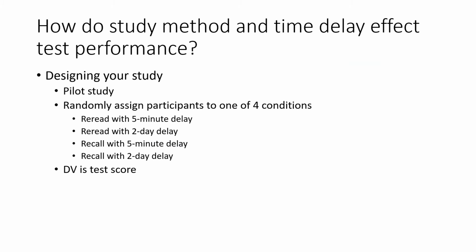Now, I jumped into the example right away, but I want to review the procedure here so that we can talk about it a little bit at the end when we do our scientific conclusion. The research question that we're interested in studying here is how do study method and time delay affect test performance? Notice we have two independent variables, study method and time delay, and the dependent variable is test performance.